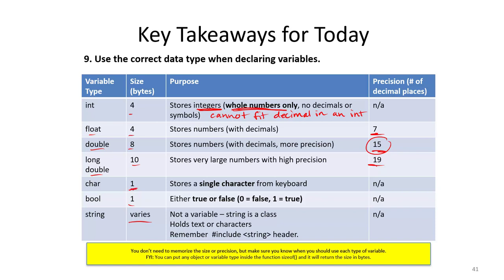And finally, we have chars that are used to hold a single character. Some people call it char or char. Either pronunciation is good. Bool variables hold either a true or a false. And finally, a string. Actually, technically strings in C++ are classes, but a string can be used to hold text or multiple characters. Generally, when we're working with strings, we want to include the string header in order to access functions. We'll cover that in more detail later.